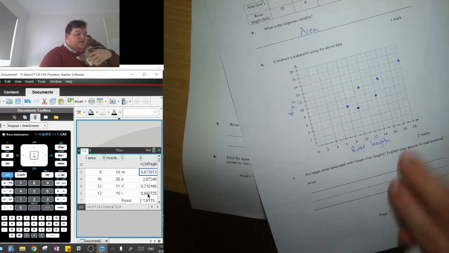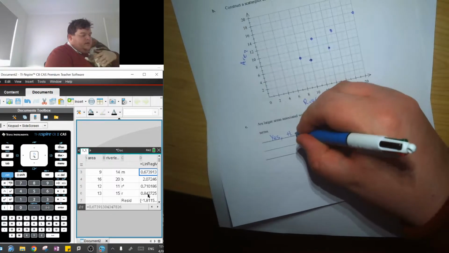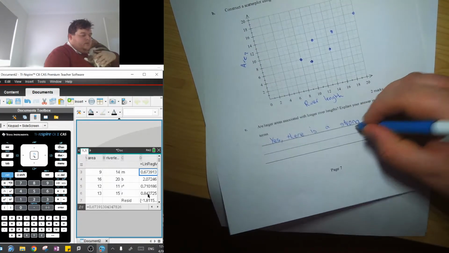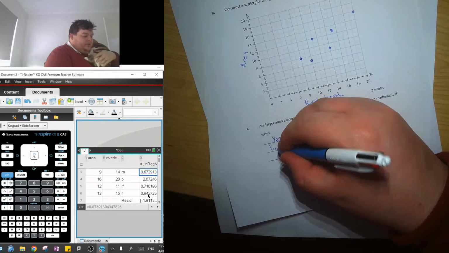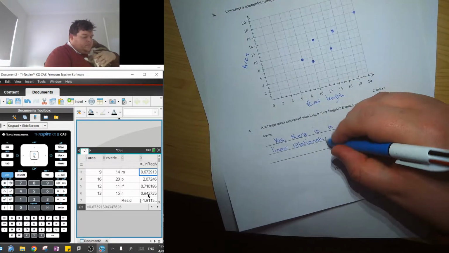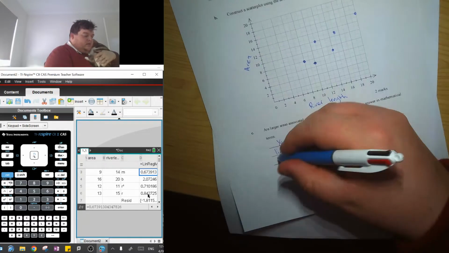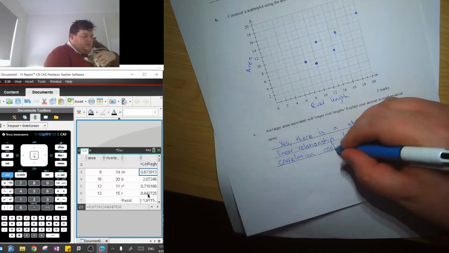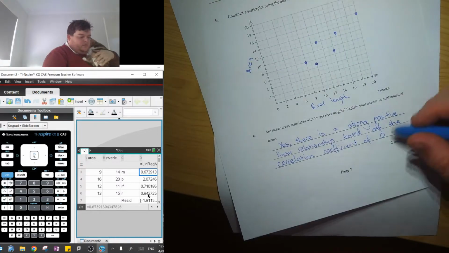So if I were to answer this question, I would say yes, there is a strong positive linear relationship based off the correlation coefficient of 0.84.